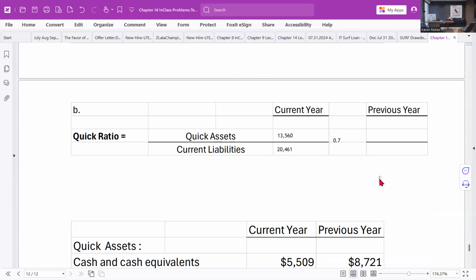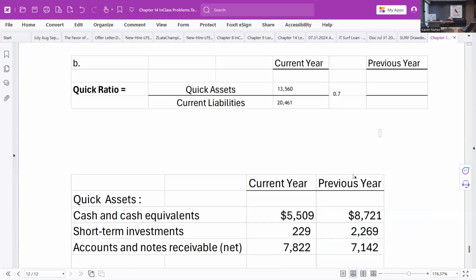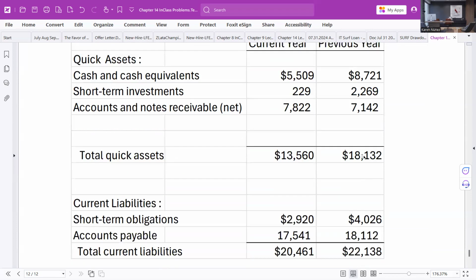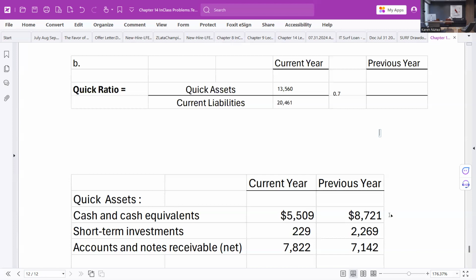So again, they don't have enough quick assets. If they didn't have enough current assets, well, certainly there are not going to be enough quick assets to pay their current liabilities. And the previous year, well, we can use the quick assets and the current liabilities to measure these variables in the previous year. So 18,132, and we want to put that over 22,138. And the previous year, it was 0.8. So yeah, it's getting worse. It's not getting better, it's getting worse.